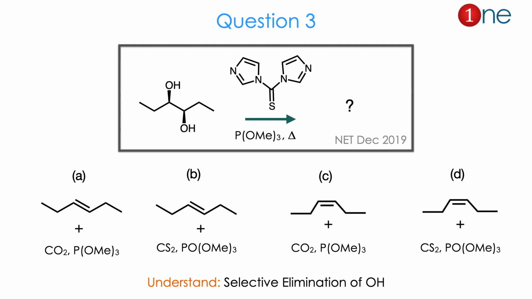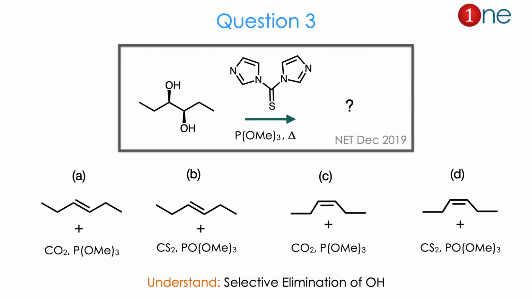Then question number 3. The starting material is a linear chain with a diol there. Both hydroxyls are syn to each other. You are reacting with a thiocarbonyl, attached to imidazole on both sides. You are using a phosphorus methoxy group, which is a phosphine analog. You are heating it up. They ask you to find the product.